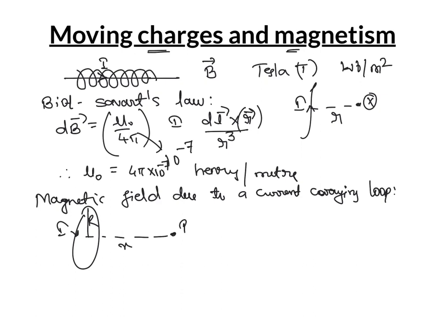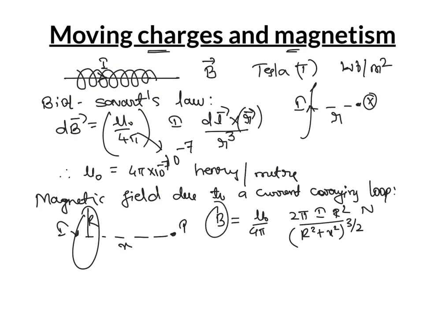At that time the magnetic field due to a current carrying loop, B at point P, is given by mu naught divided by 4 pi into 2 pi I r square divided by r square plus x square whole to the power of 3 by 2. Suppose the loop contains n turns, just multiply it by the number of turns n. This is for a single turn.